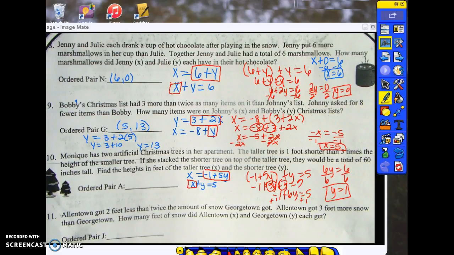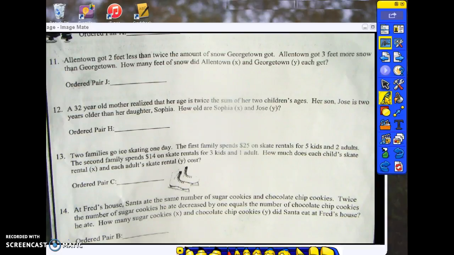The shorter tree is 1 foot, and the height of both trees together is 5 feet. Then x plus 1 is 5. Subtract 1 from both sides, and the taller tree is 4 feet. So you're going to go to the right 4, you'll go up 1 and put a point and label it A. Alright, Allentown got 2 feet less than twice the amount of snow Georgetown got.